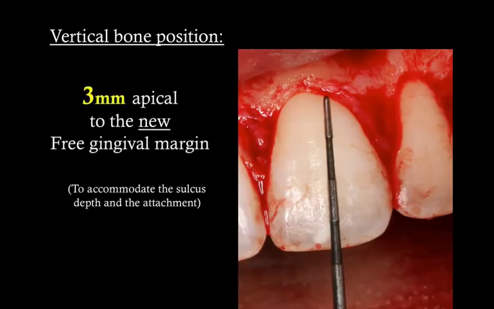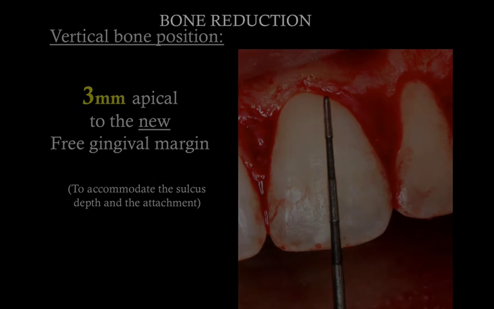So if you think about it, the vertical bone position needs to be 3 millimeters apical to the new free gingival margin. So you need to use a surgical guide or use your proportion gauge or probe to know where the new gingival margin is going to be, and then you count back 3 millimeters apical to that. That's going to be the new vertical bone position, and that's what you need to do. The reason why it's 3, we need to accommodate the sulcus, which is about 1 millimeter, and about 2 millimeters for the biologic width for the attachment. So keep in mind, this is going to be the new bone position.